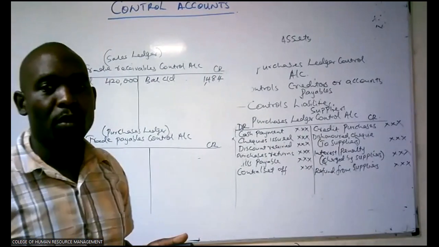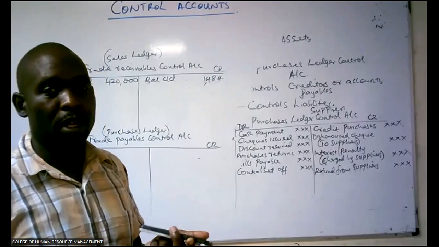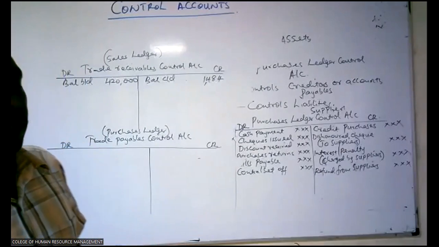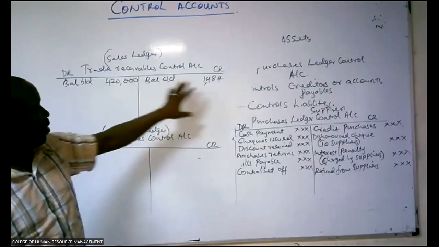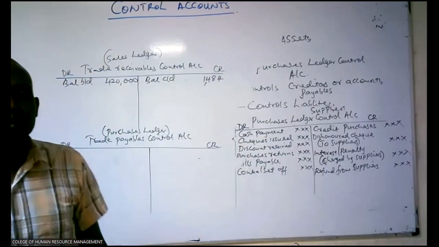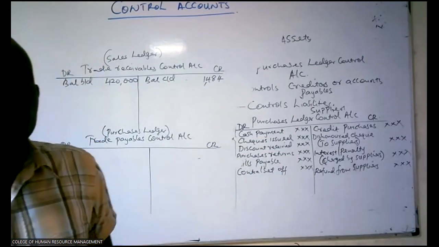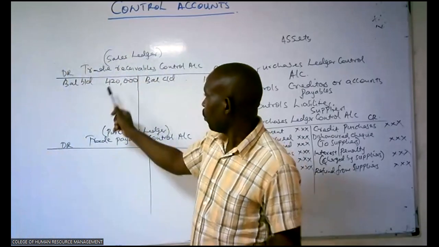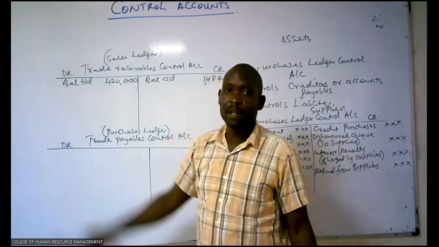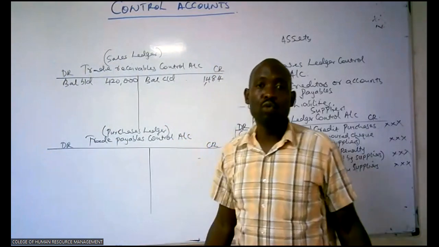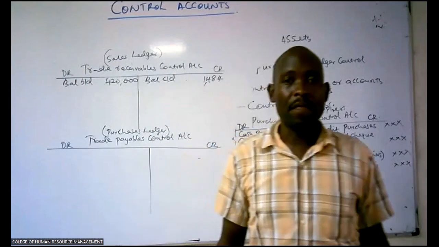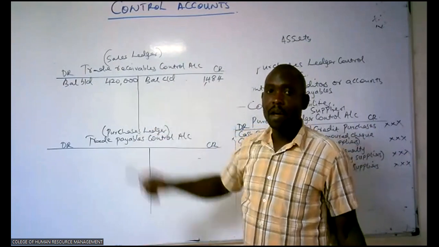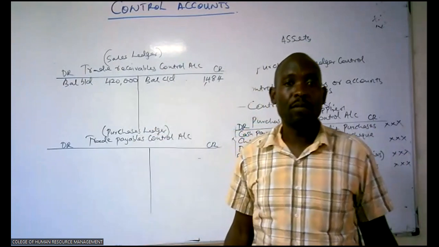Somebody might ask me a question. Why do we have balances on the debit and the credit? Why is it that we have the balance on the debit and the balance on the credit and both are opening balances? It is possible. And this simply means that this 20,000 that is on the debit is what we are supposed to receive from the debtors by the start of the year. By the start of the year, our credit customers owe us 20,000.